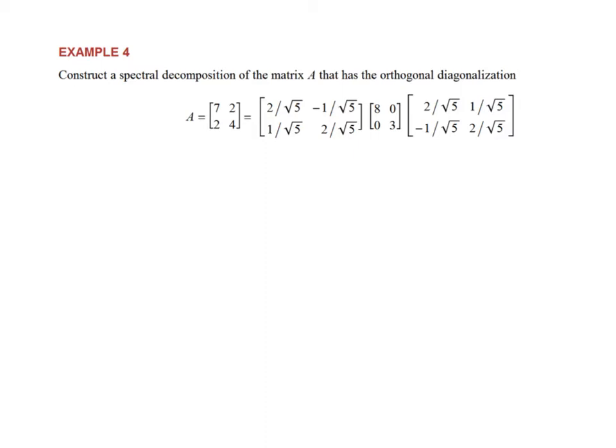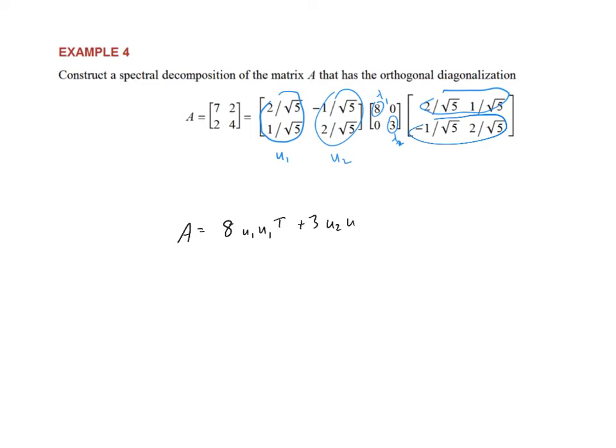Our last example has a lot of the work done for us, and we're just going to write down that decomposition. This is the P matrix, this I'm going to call U1, this I'm going to call U2. Here's my lambda 1, here's my lambda 2, and this is U1 transpose, down here is U2 transpose. So the decomposition looks like this. A, which is equal to the PDP inverse up above, is equal to 8 times U1 U1 transpose plus 3 U2 U2 transpose.